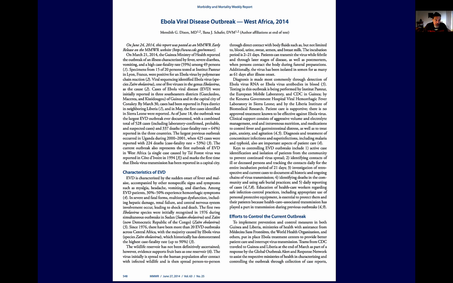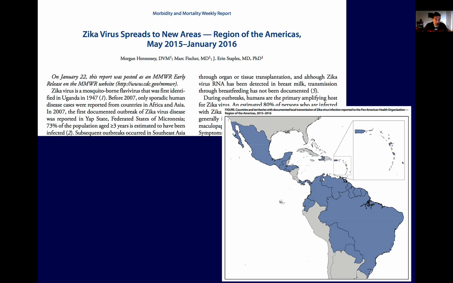When there are major outbreaks, both in the U.S. and also around the world, some of the first reports are often found in the MMWR. So this is a report on the Ebola viral disease outbreak in West Africa in 2014. And in 2015 and 16, the MMWR also contained some of the first reports of Zika virus spread in the Americas.